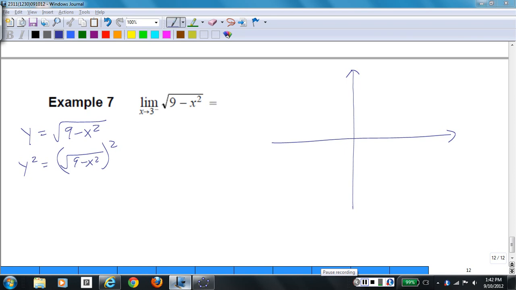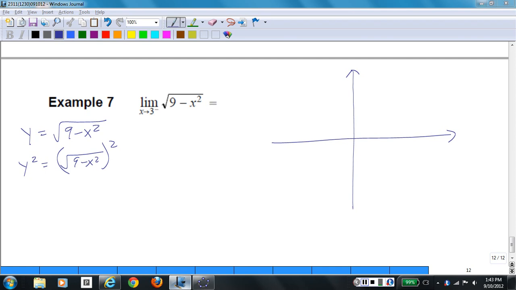Example 7, we want to find the limit of the square root of 9 minus x squared as x approaches 3 from the left. What does the graph of y equals the square root of 9 minus x squared look like? What does that look like? Just a quick visual, some shape or something.